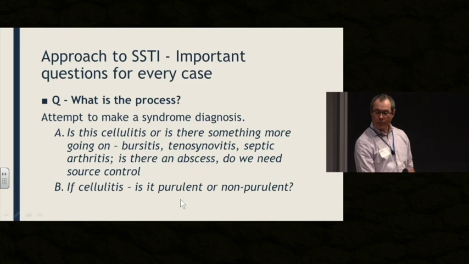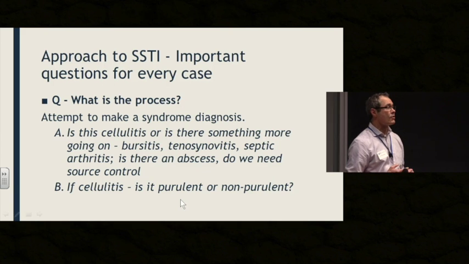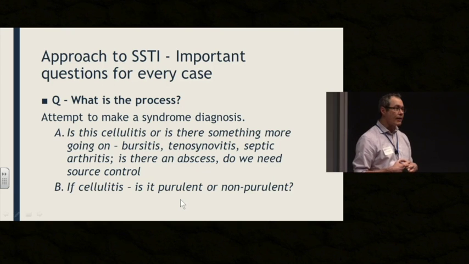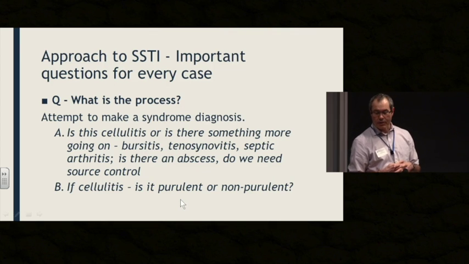So always ask, what's the process? Attempt to make a syndrome diagnosis. Is it cellulitis or something else? Once you think it is an infection, then also think about what else is going on. Is there something deeper infected? In your patients, you're probably not going to see too much of the other stuff, the tenosynovitis, maybe some bursitis, but not too much probably. Septic arthritis, some of the things that we see. Abscesses that need to be drained, etc.